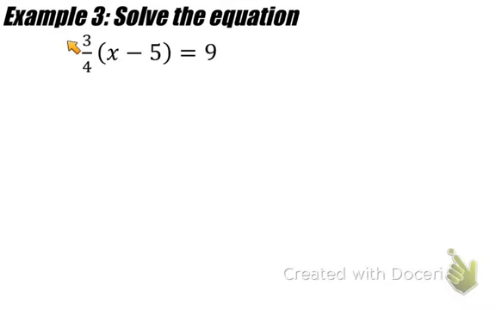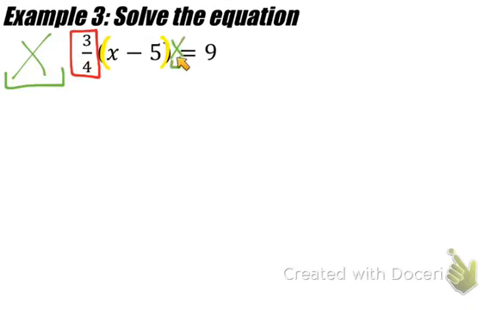Alright, example 3, we have 3/4 times the quantity x minus 5 equals 9, and you look at it, we have a 3/4, our fraction, being multiplied by the entire quantity x minus 5. Now, you do have some choices here. But before that, we have to look at what's being done to this left side of the equation. We're not adding anything to the 3/4 times x minus 5, nor are we subtracting anything after that. It's just 3/4 times x minus 5.